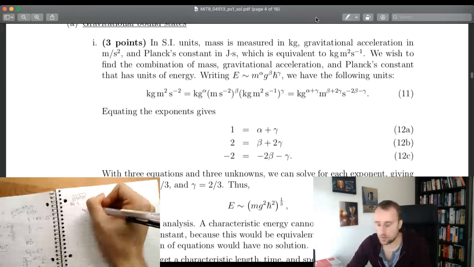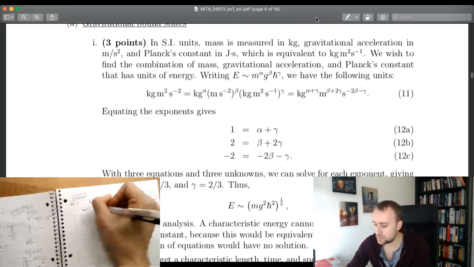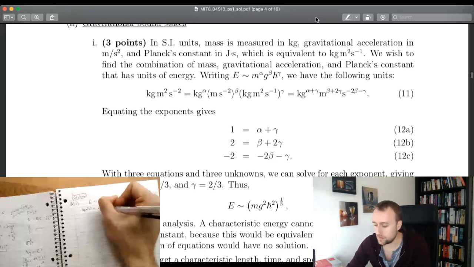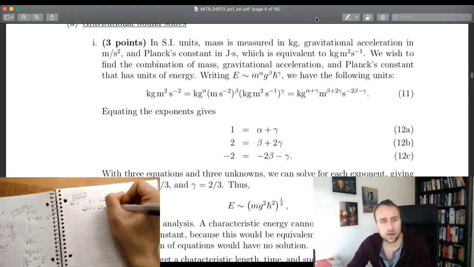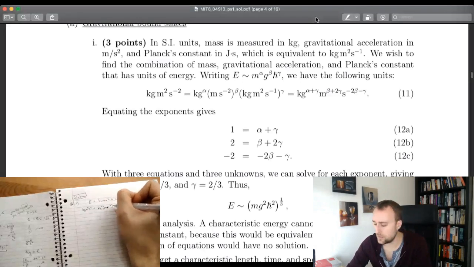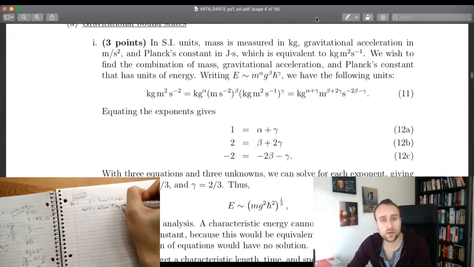kilograms meters squared seconds squared equals kilograms alpha meters second squared beta kilograms meters squared second minus 1 theta.